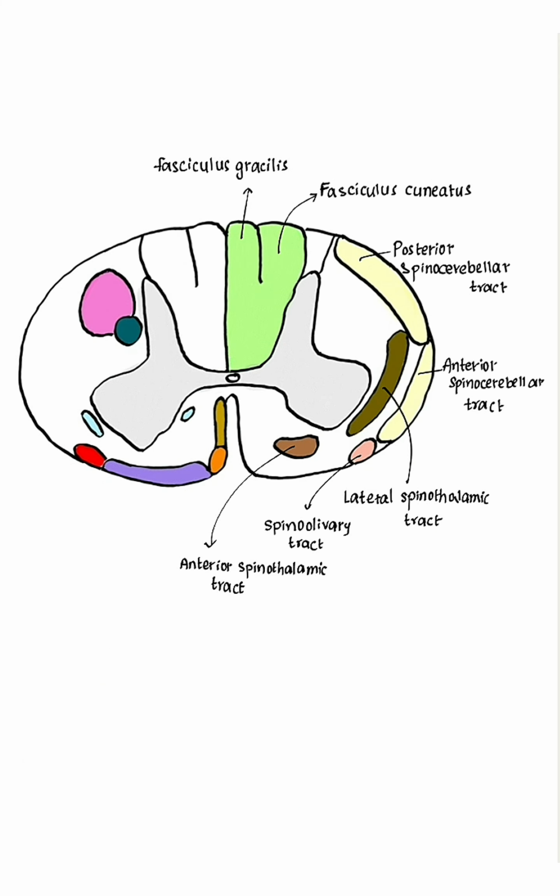Location of ascending tracts in the cut section of the spinal cord. Anterior spinothalamic tract in the anterior white column. Lateral spinothalamic tract in the lateral white column. Fasciculus gracilis and fasciculus cuneatus in the posterior white column. In the ventrolateral part of the lateral white column, anterior spinocerebellar tract. In the dorsolateral part of the lateral white column, posterior spinocerebellar tract.